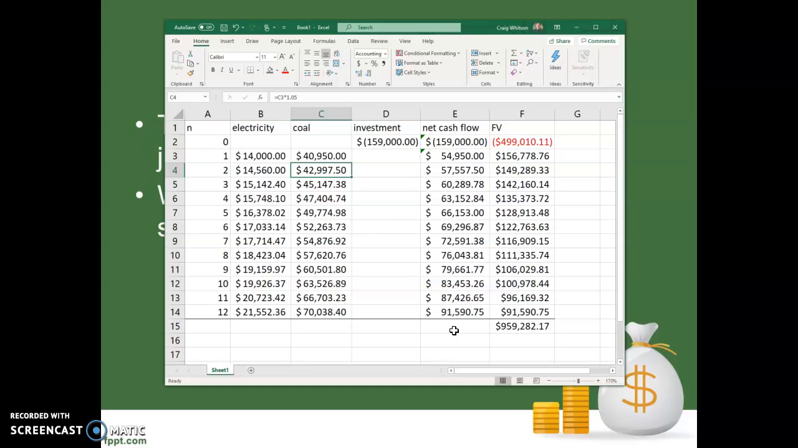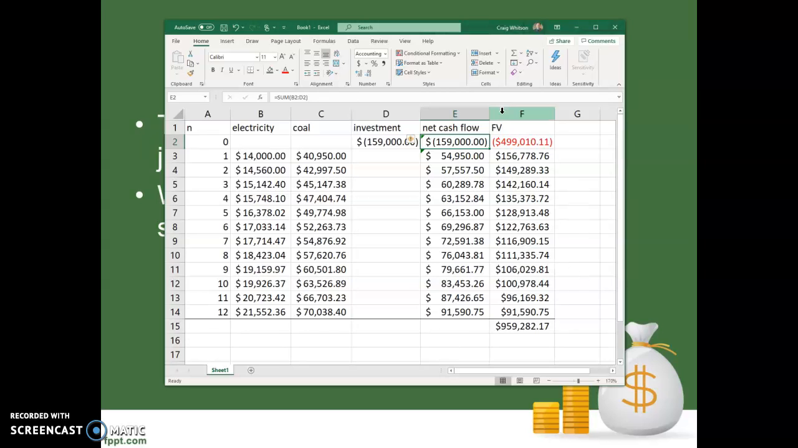So we set up this column here as the total or sum of the cash flow, the net cash flow, that essentially is just the sum of each of the previous three columns. So we have an initial outlay of cash of $159,000, and then this is the combined savings that we're going to experience on an annual basis throughout the life of the project.